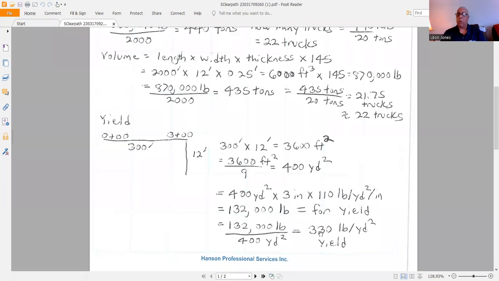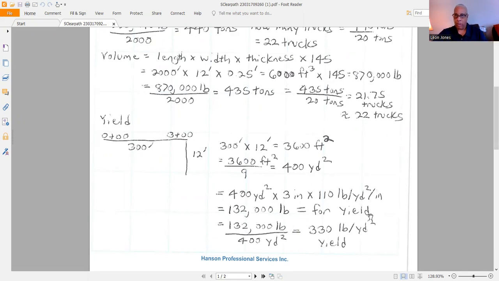1.5 inches, 165. 2 inches times 110, 220. 3 inches, 330. Just use this information. But that's how you come up with the yield.